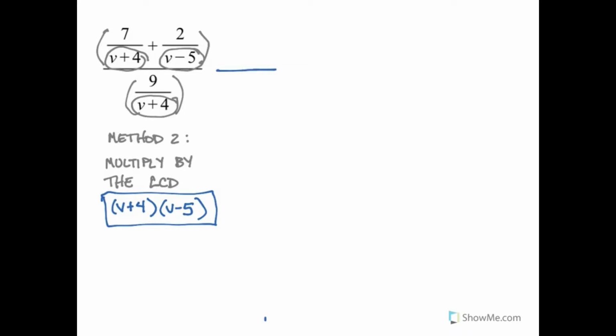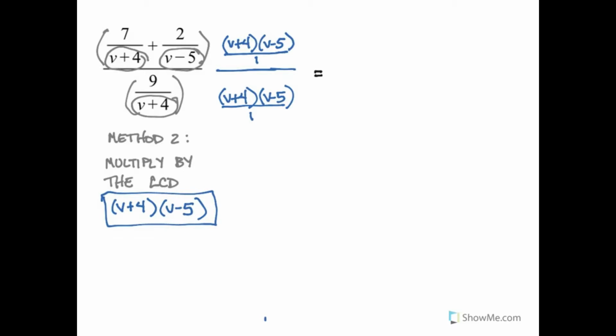And I'm going to multiply v plus 4 times v minus 5 times the numerator and v plus 4 times v minus 5 times the denominator. Since v plus 4 times v minus 5 isn't a fraction, I can put it over 1 to make multiplying the fractions more straightforward. As long as I'm multiplying the numerator and denominator of the fraction by the same thing, I'm not changing its value.